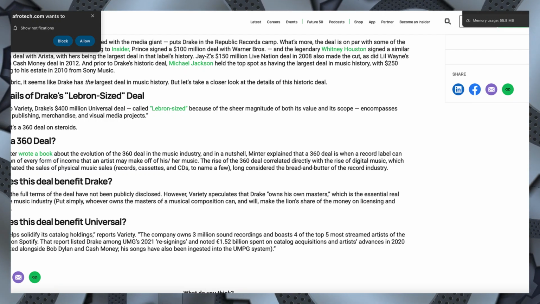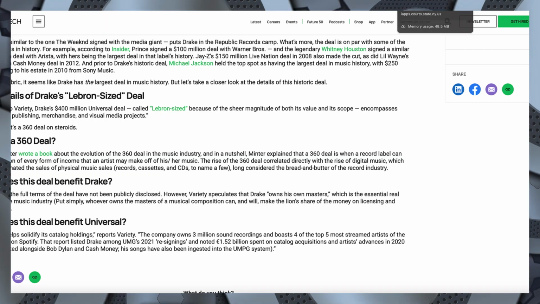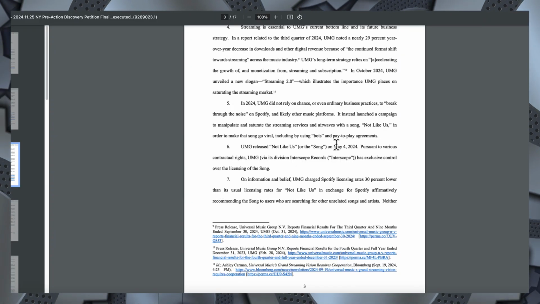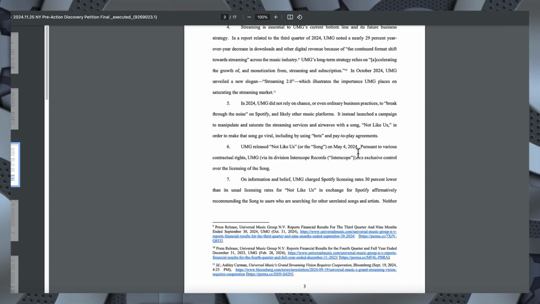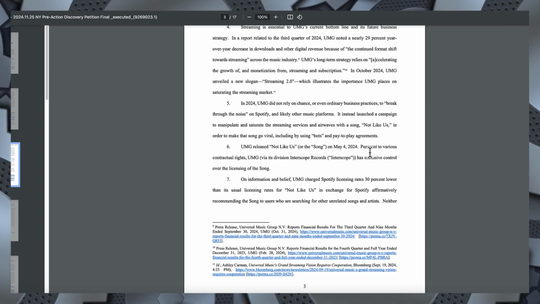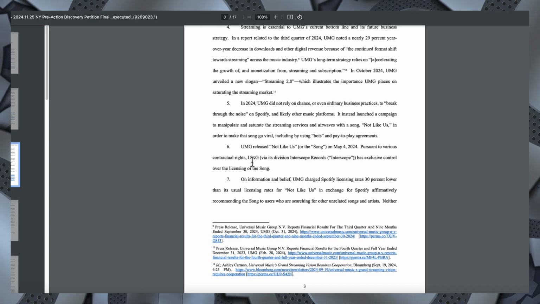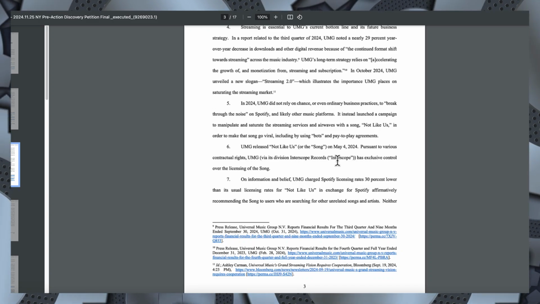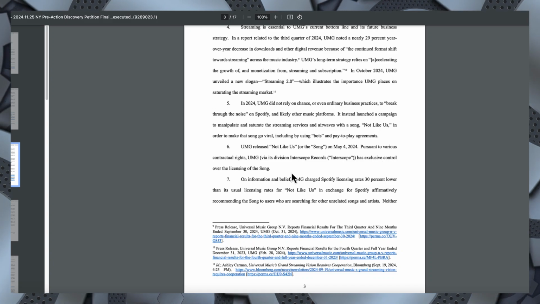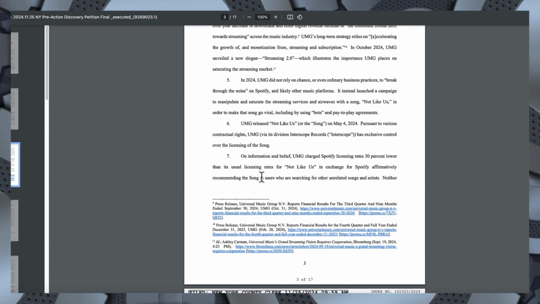All right, let's go back to this. UMG released Not Like Us, or the song, on May 4th, 2024, pursuant to various contractual rights. UMG, via its division Interscope Records, Interscope has exclusive control over the licensing over the song.